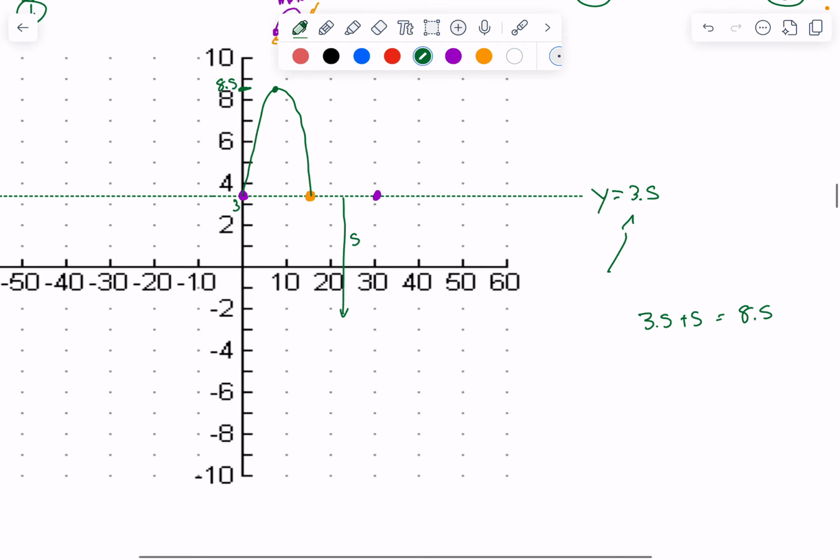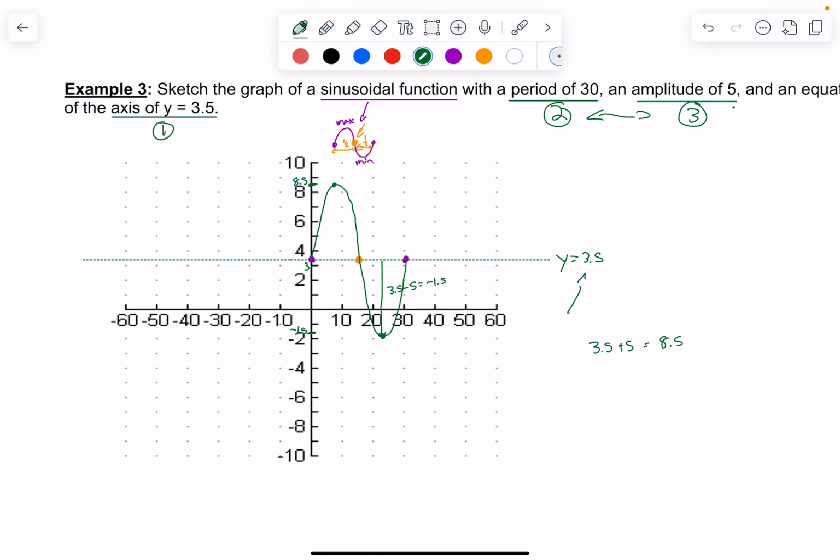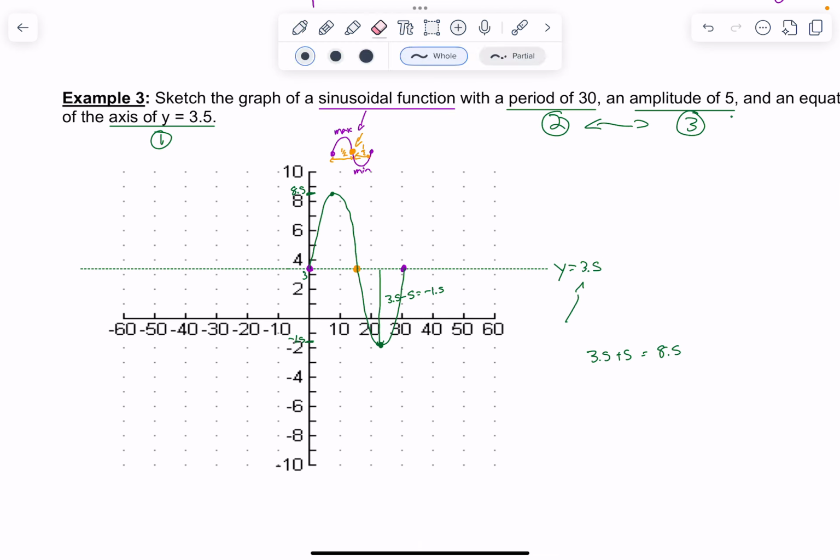So what is 3.5 minus 5? Well, that's going to give us negative 1.5. So negative 1.5 would actually put you right here. There is negative 1.5. My arrow's slightly off, so I'll just redraw that. So we're right here. That means we go from our halfway point, we hit our minimum, and then we go back up to our starting point. And there you go. That is you graphing a sinusoidal function. You have your max, you have your min, you have your axis, right? And you've done the correct amplitude.